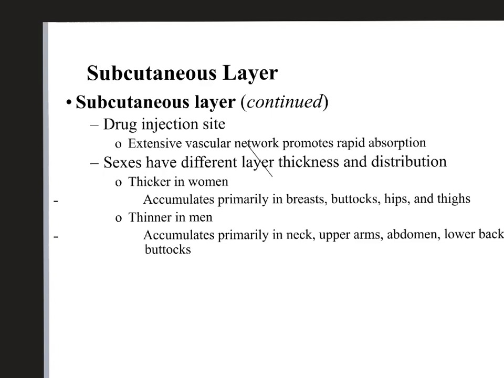All right, and I already mentioned that genders have different layer thickness and distribution of the subcu layer. Subcu fat is thicker in women. It accumulates primarily in the breast, buttocks, hips, and thighs, and it's thinner in men, but it accumulates primarily in the neck, upper arms, abdomen, lower back, and buttocks, right? So it's like how men and women carry their body weight, their fat is different. It's different depending upon gender.